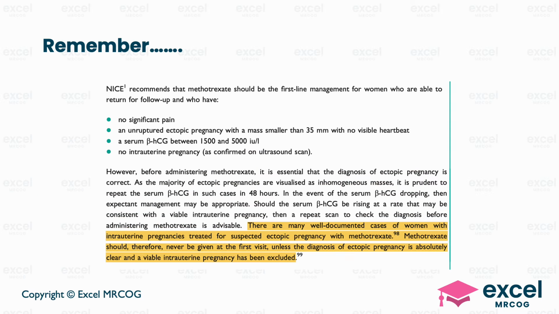All right, so it also mentions here, the highlighted part, if you read, there are many well-documented cases of women with intrauterine pregnancies treated for suspected ectopic pregnancy with methotrexate. Methotrexate should therefore never be given at first visit unless the diagnosis of ectopic pregnancy is absolutely clear and a viable intrauterine pregnancy has been excluded. So if it is an inhomogeneous mass, even if it is falling within 1,500 to 5,000, you will choose the option repeat beta HCG in 48 hours.